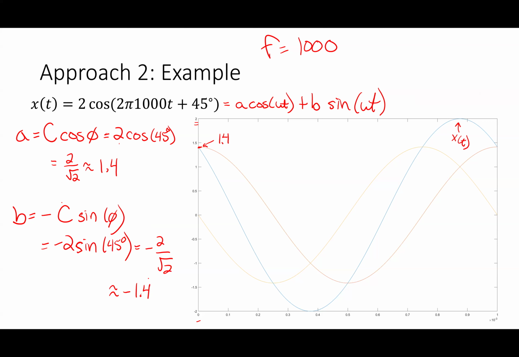So when I add the two of those up, essentially 1.4 cosine omega t minus 1.4 sine omega t, it basically makes this blue graph. It should kind of make sense, right? Where does the maximum value happen? The maximum value happens, let's say, right here.